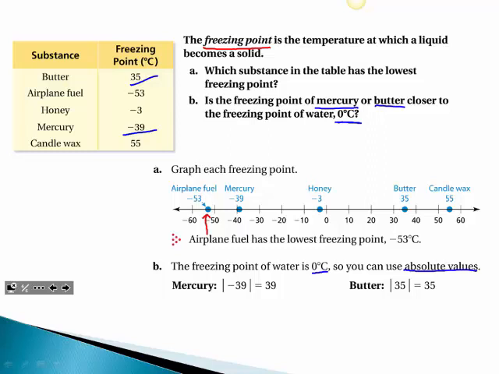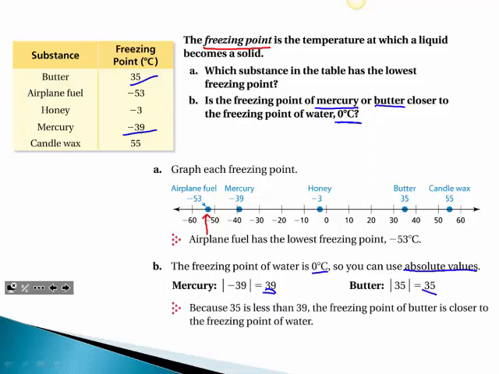The absolute value of mercury is 39, which means mercury is 39 spaces from 0. But butter is 35. That's only 35 spaces from 0. So, because 35 is less than 39, the freezing point of butter is closer to the freezing point of water. Hopefully you can see that absolute value bars really help you in solving that.